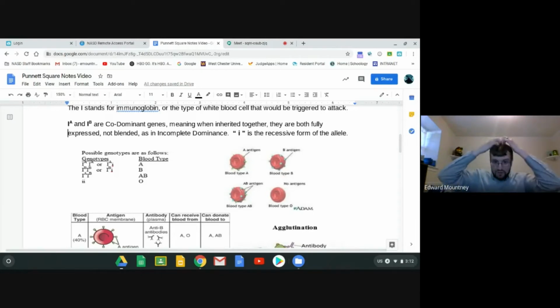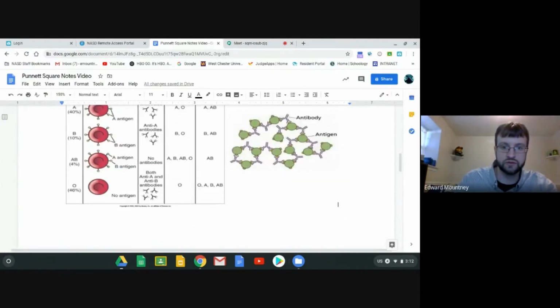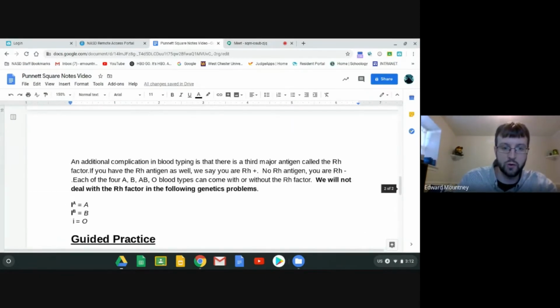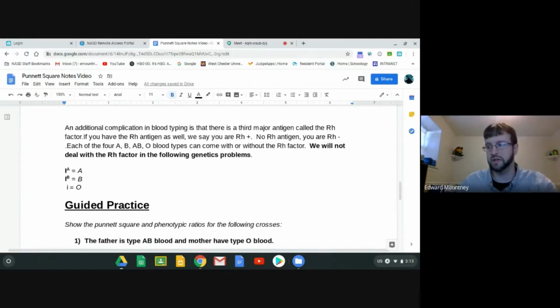Well, how does that help us make a Punnett square? Let's take a look. We'll do some examples now. One thing to add: as far as the Rh factor, that's not going to come into play for our Punnett squares. We're not going to worry about the Rh factor in this case. If you're taking a college level biology class, that might come into play. But for our purposes, we are going to focus on just the three alleles of A, B, and O.